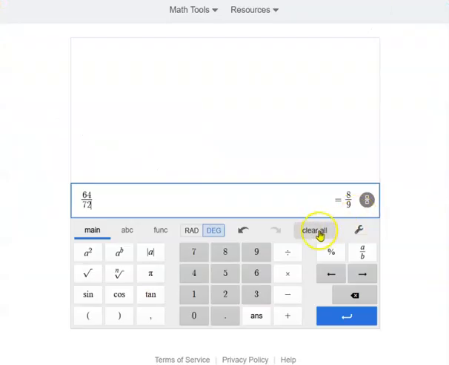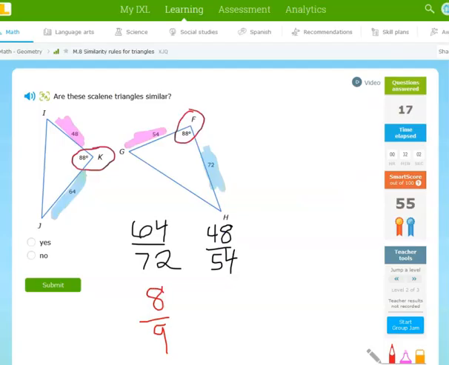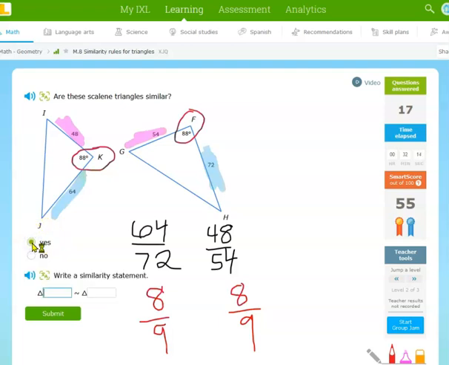Let's check that. 8/9. Hey, so cool. Okay. Look at that. So these pairs of sides are in the same proportion. The angles are the same, so these are similar. And now we're going to write our similarity statement. Okay, so remember, we want to put these in the same order.